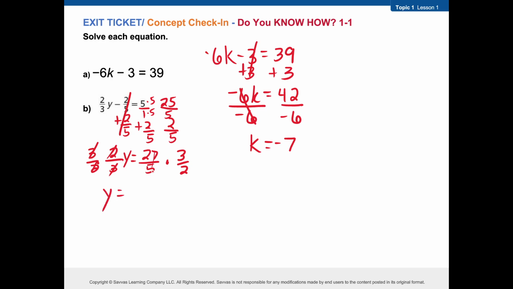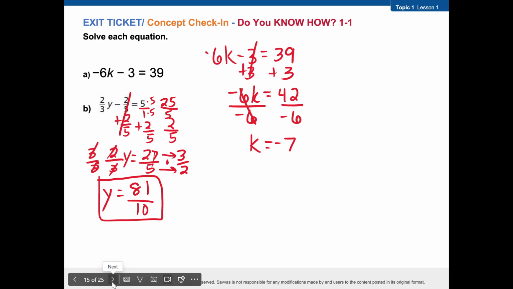Nothing here can be simplified. 27 over 5 cannot, 3 over 2 cannot, 27 and 2 cannot, 5 and 3 cannot. So just multiply straight across. 27 times 3, 81, 5 times 2, 10, and that would be your answer, or 8.1 if you want to leave it as a decimal. And that was 1-1.